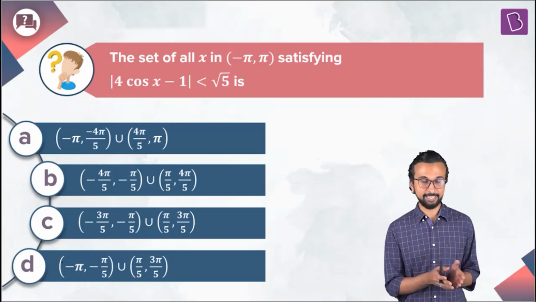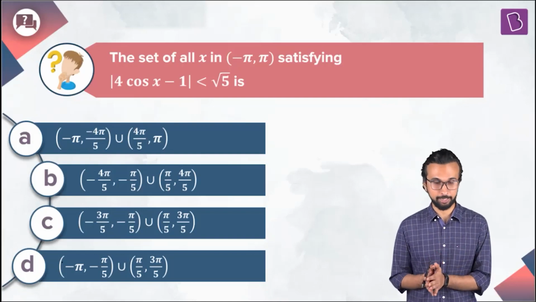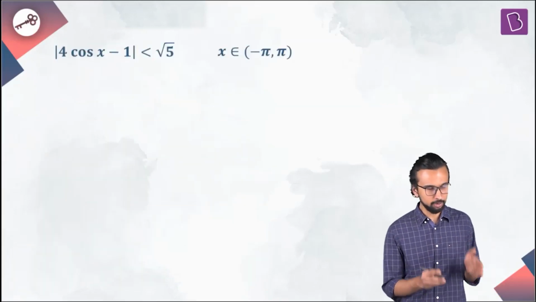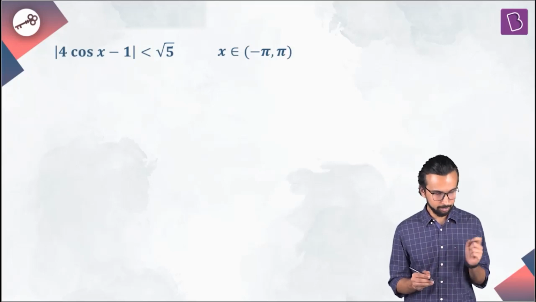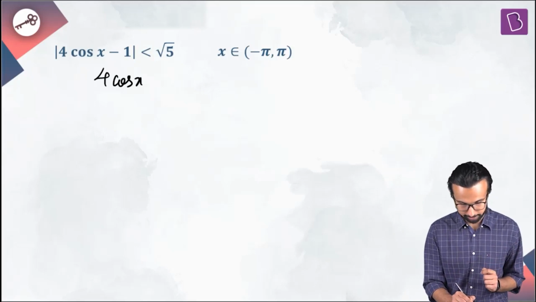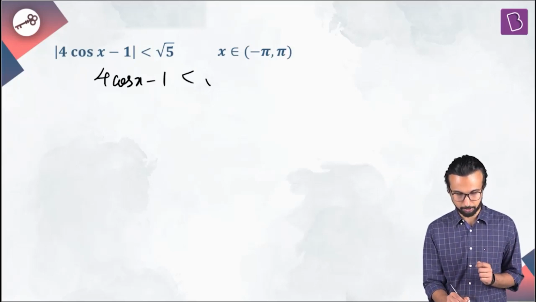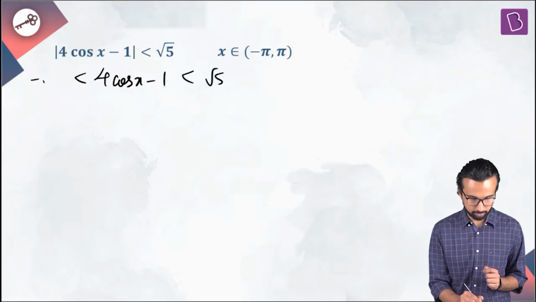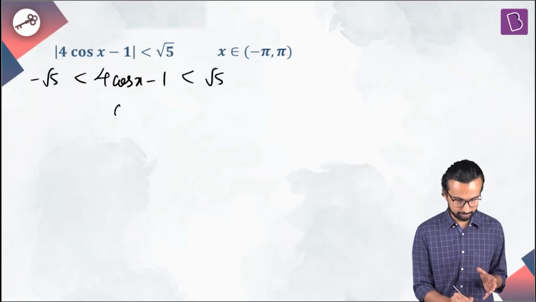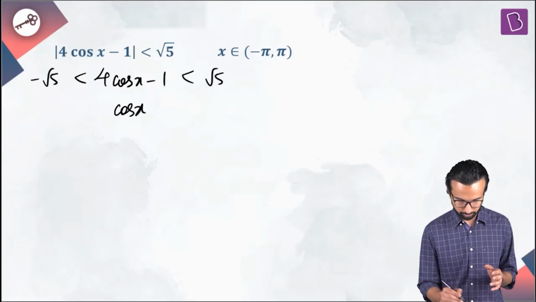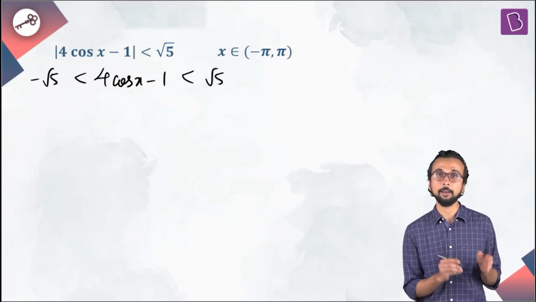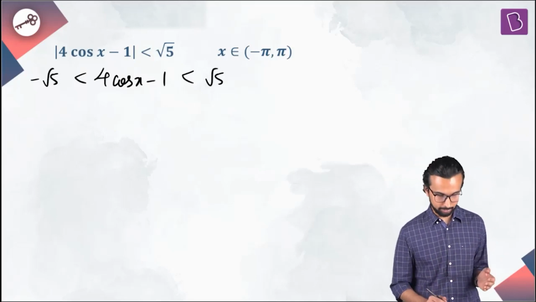We are looking for the set of all x in minus pi to pi satisfying this given inequation. Let's get to solving this. We have mod of 4 cos x minus 1 less than root 5. So if I remove the mod, I can write it as 4 cos x minus 1 between root 5 and minus root 5. Once we get that, I can say that cos x will be between root 5 plus 1 by 4 and minus root 5 plus 1 by 4.